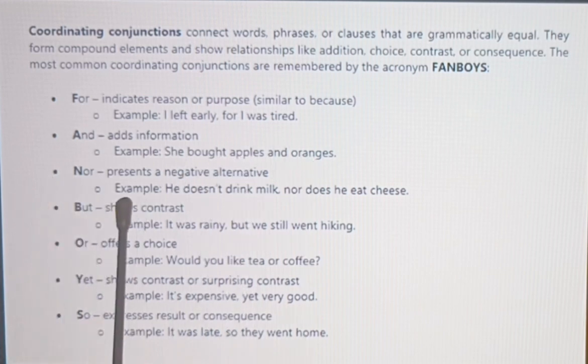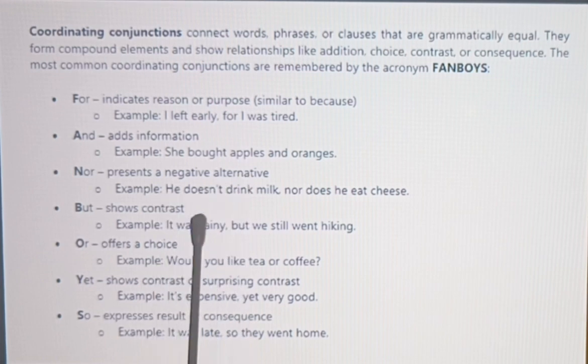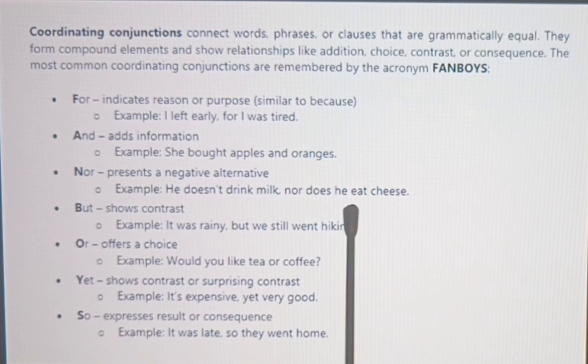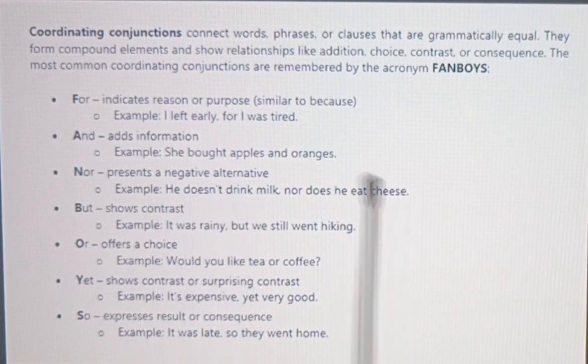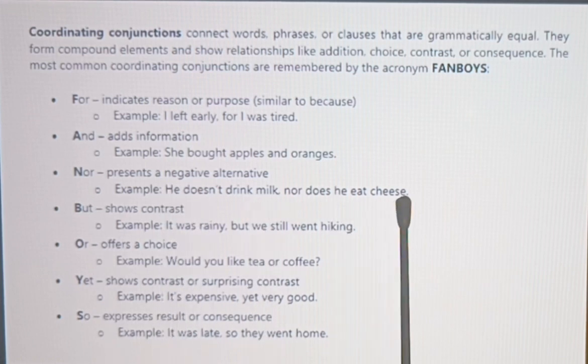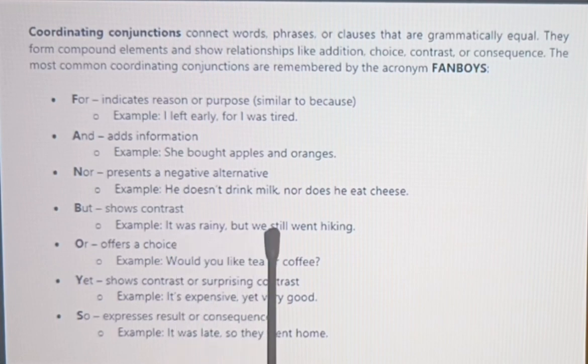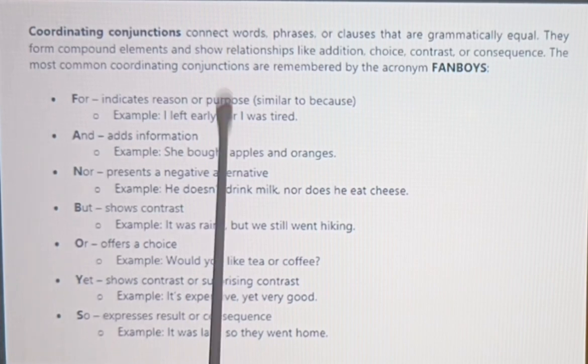What about nor? Well, it talks about a negative alternative, right? Like, he doesn't drink milk, nor does he eat cheese. All right, so he doesn't have milk and cheese. In order to say that, one way of saying it is, he doesn't drink milk, nor does he eat cheese. All right. Well, for but, which I'm sure you already know, it talks about contrast. Like this example, it was rainy, but we still went hiking. As you can see, they are normally preceded by commas. All right. All of these are coordinating conjunctions.